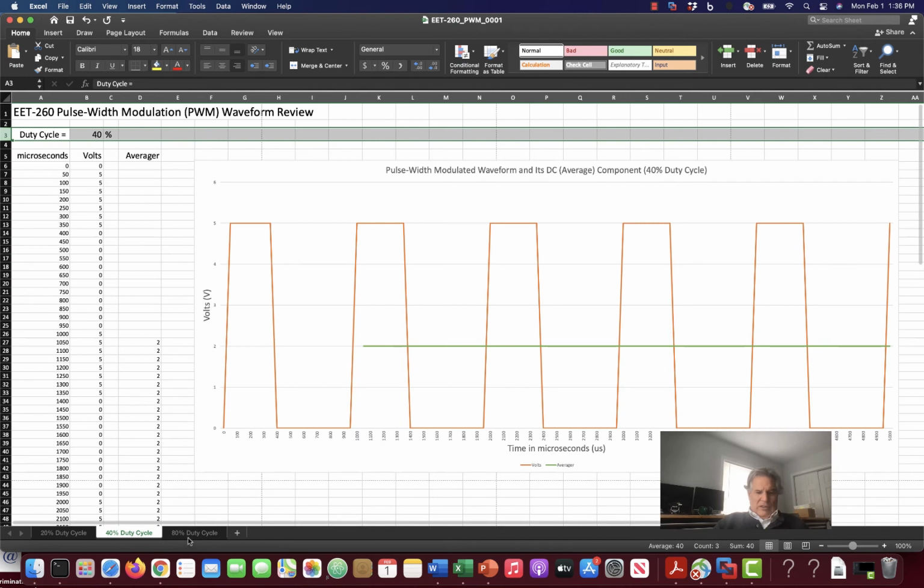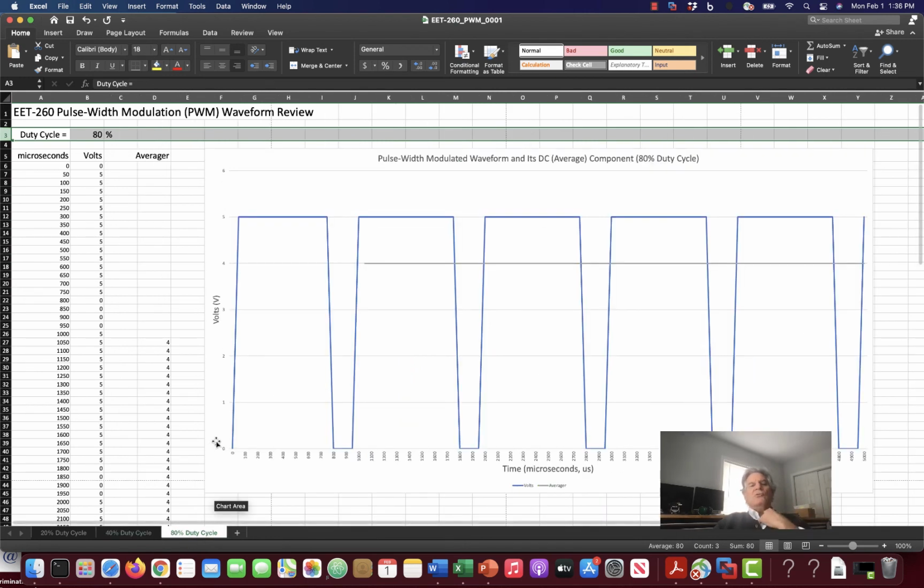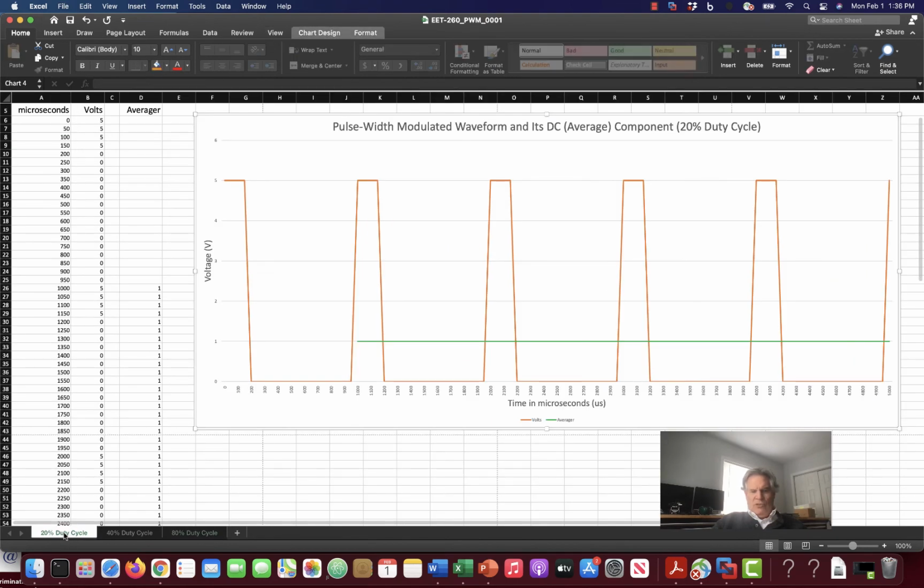I think we've said that enough times now. And here's 80% duty cycle. So it's high 4/5 at a time and low 1/5 at a time. And this kind of looks like, and there's the average at 4 volts. If you think about it, this kind of looks, well, not kind of, it really is this waveform turned upside down.